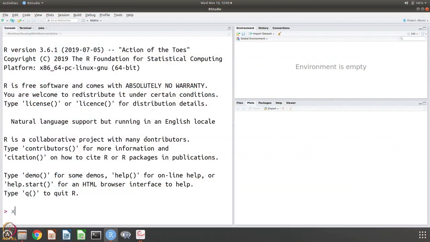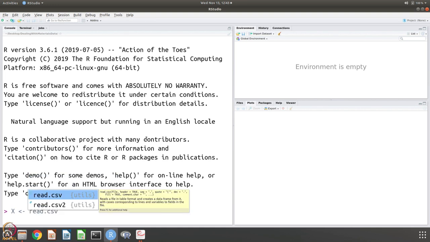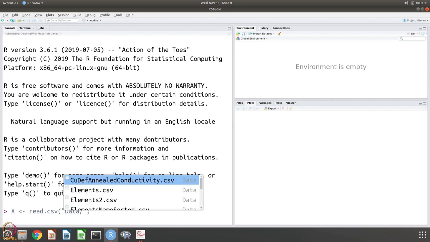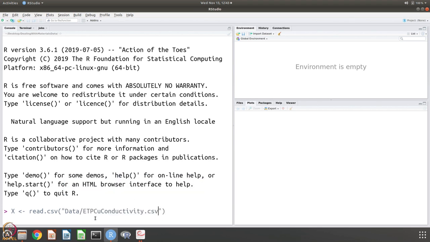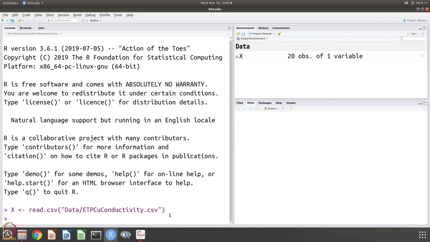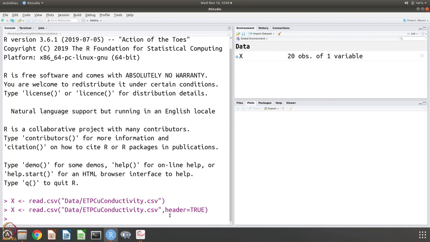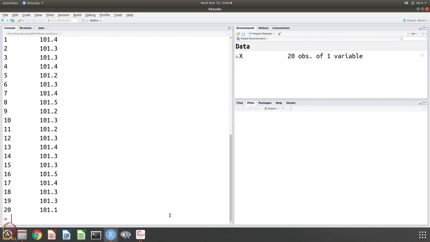To do that, we have been looking at this data on conductivity. Let us read that file from data. This is data on ETP copper, electrolytic tough pitch copper, electrical conductivity. It has 20 observations and one variable, and it has a header, so we say header is true. Let us say x, and it gives you this, and we have looked at this data in a little bit of detail in the last session.